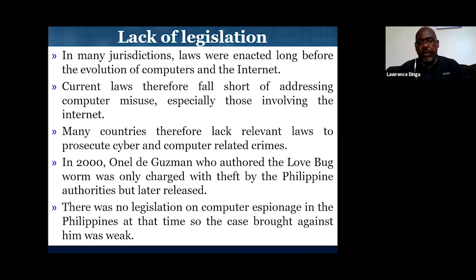In 2000, there was a guy called Onel de Guzman, who authored the love bug. You can remember that virus, which was called I Love You. Now, when this guy was taken to court, there was no legislation in the Philippines to prosecute him. So you find that this is a big problem, especially in Africa. Many countries are still grappling with the issue of digital evidence and how to collect that evidence and present it in a way that is really admissible.